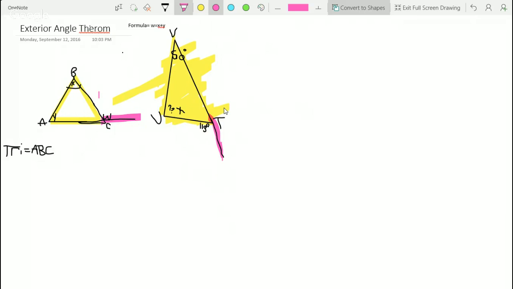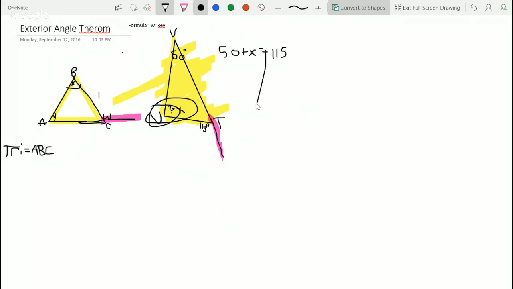Now what we're going to do next is we're going to add this 50 plus x. Remember, U is our unknown, equals 115.